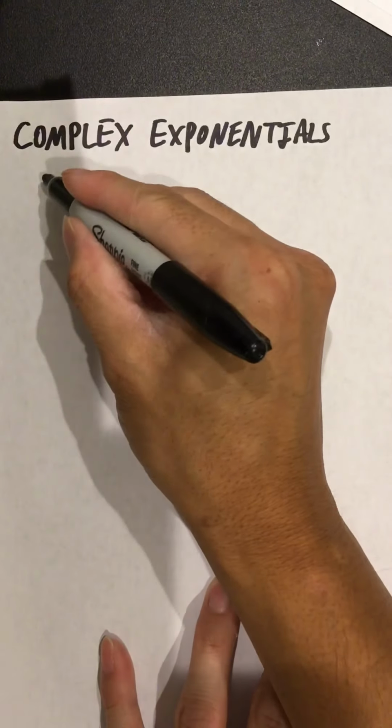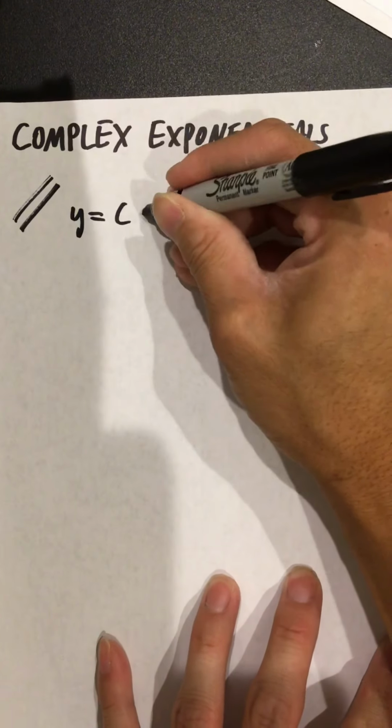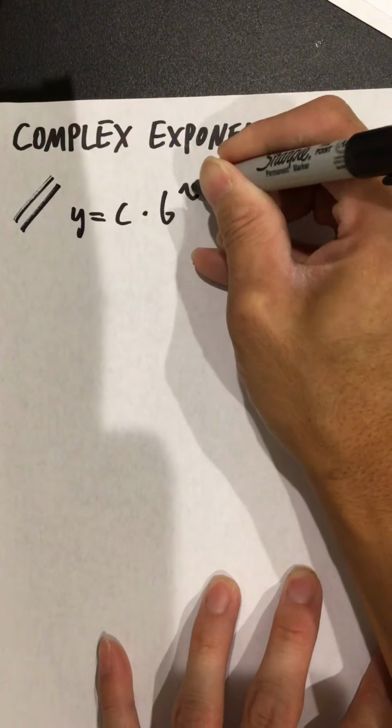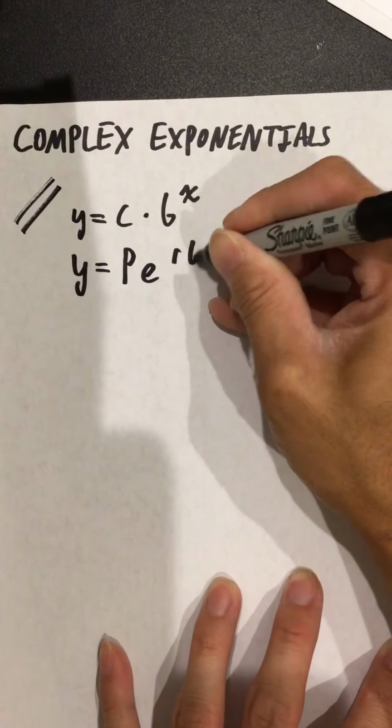One major unit in college algebra is exponential equations. I wanted to go over more complex exponential problems that I've encountered. To begin with, I'm going to write down y equals c times b to the x and y equals pe to the rt.